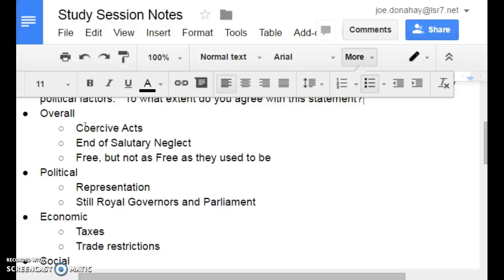Salutary meaning friendly, but nevertheless a neglect, a welcome neglect that meant that during that time they were exceedingly free, particularly the white men. But among that group, you could argue they were the freest people in the world of all time, as far as a large class of people.